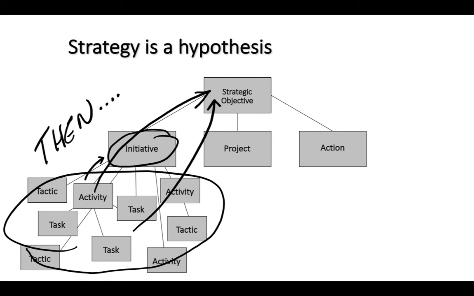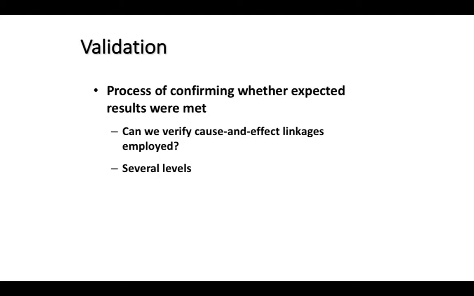Okay, so like I mentioned, this example is quite simplified. Hopefully you see the point though, that in order to achieve strategy, we always want to connect the dots between strategic objectives and the work that needs to be done to achieve the objectives. So with all that in mind, now let's focus on the term validation. Validation, strategic validation, is essentially the process of confirming whether the expected strategic results were met. So those cause and effect linkages we went over, can we verify that the linkages we hypothesized were realized?